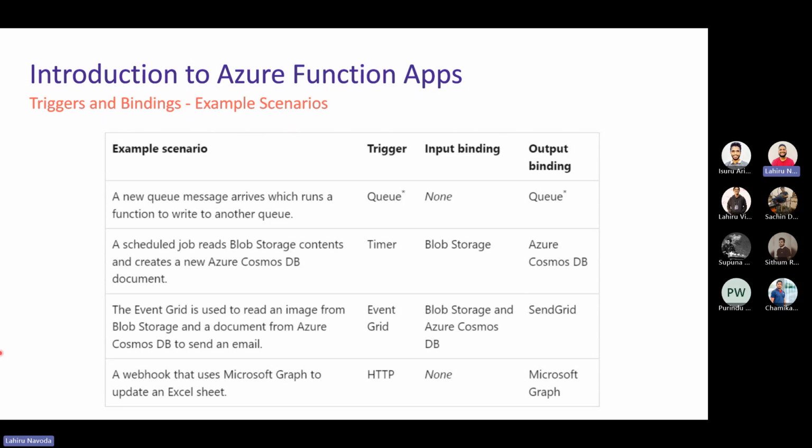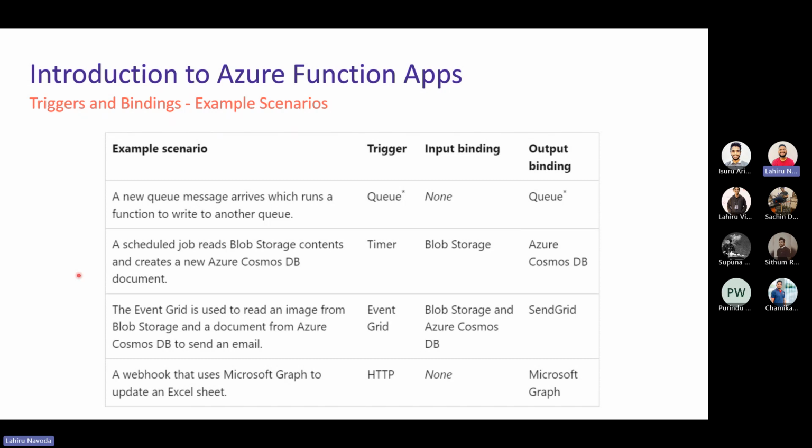And then let's talk about the final scenario: a webhook that uses Microsoft Graph to update an Excel sheet. Since this function is triggered by a webhook, the trigger is HTTP, and we don't have any input bindings. But we are using Microsoft Graph to update an Excel sheet after processing data in the function itself. So in this scenario, the output binding would be Microsoft Graph.